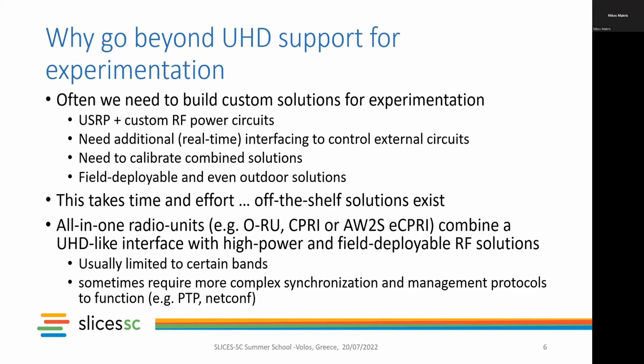If you want to build something like that around the USRP, you actually have to find some custom RF circuits that you interface with the USRP. That starts to become more complicated. You need additional real-time interfaces to control these external circuits. You need to calibrate combined solutions, and you sometimes even need field deployable outdoor solutions, which means you have to worry about outdoor conditions and rain and things like that. Which means you have to take your USRP, put it in a casing, and put additional RF circuits inside the casing or separately. So there's all kinds of extra mechanical work and electrical work and electronics work that needs to get done. So this takes a lot of time and effort.